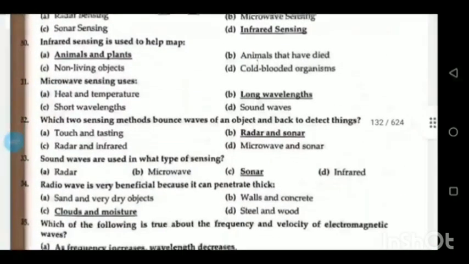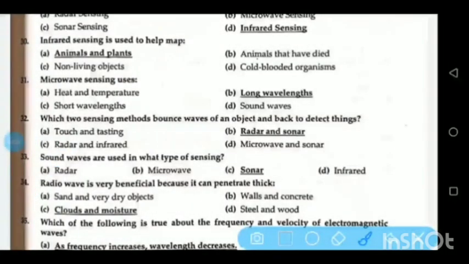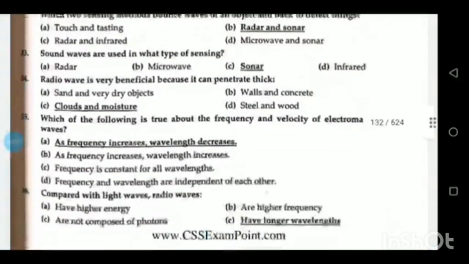Infrared sensing is used to help map animals and plants. Microwave sensing uses long wavelengths. Which two sensing methods bounce waves off an object and back to detect things? Radar and sonar. Sound waves are used in what type of sensing? Sonar. Radio wave is very beneficial because it can penetrate thick clouds and moisture.